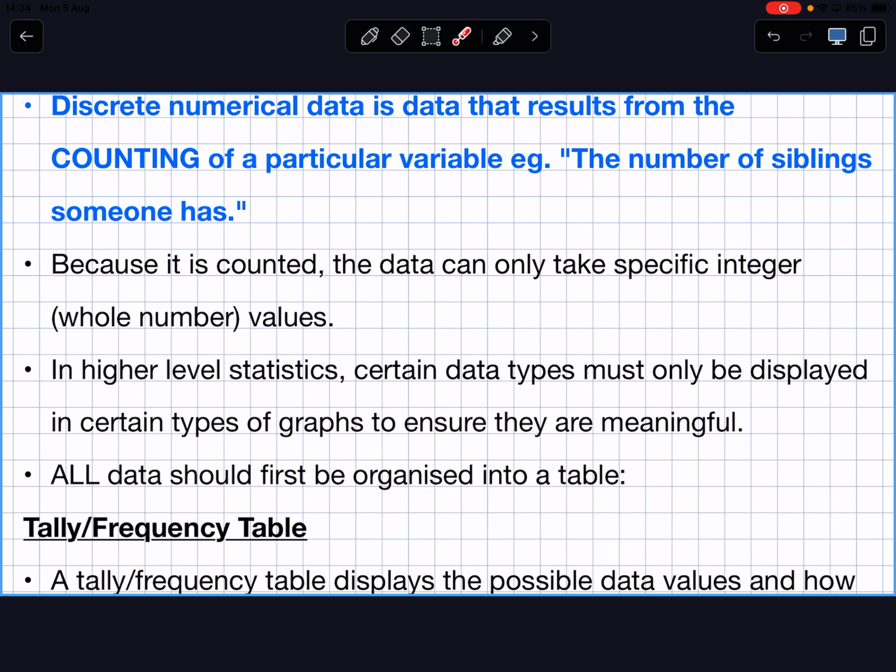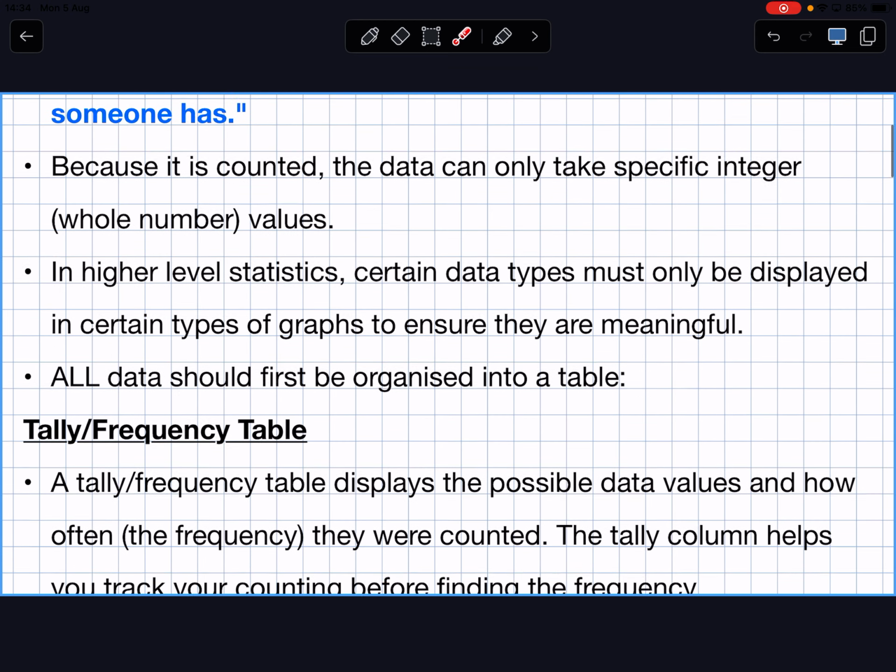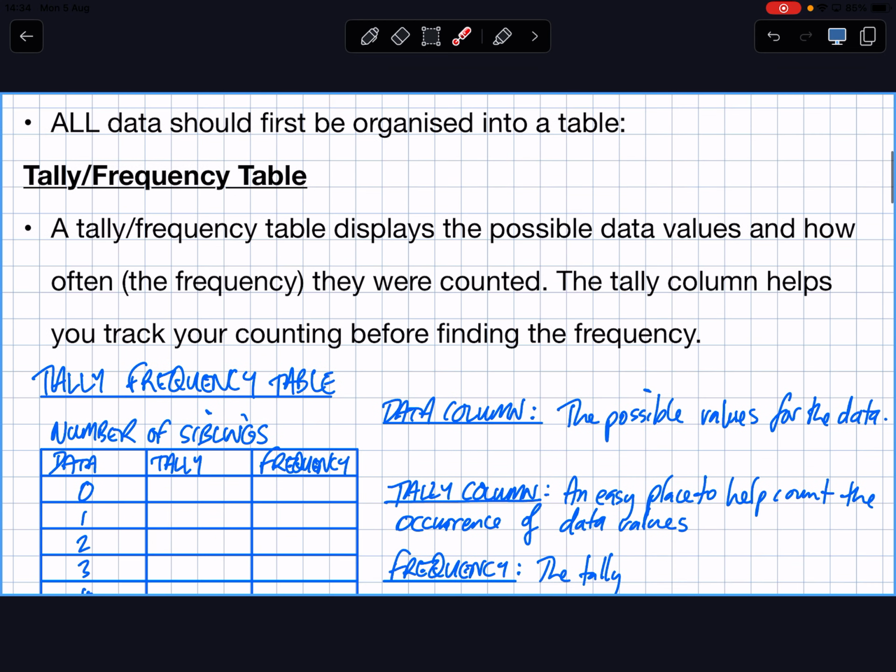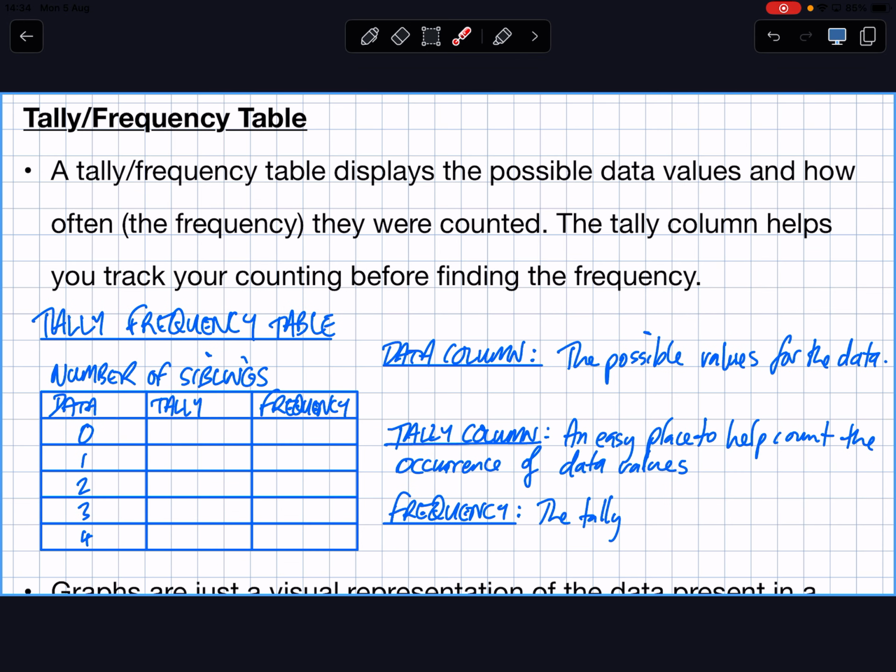You'll be given that expectation in science as well. So the first kind of table you should be aware of is known as a tally frequency table. I'm hoping that that's revision for you, but if it's not, hey, I'm giving it to you from scratch now. So what is a tally frequency table? It tells you the possible data values and how often, or the frequency, those data values were counted.